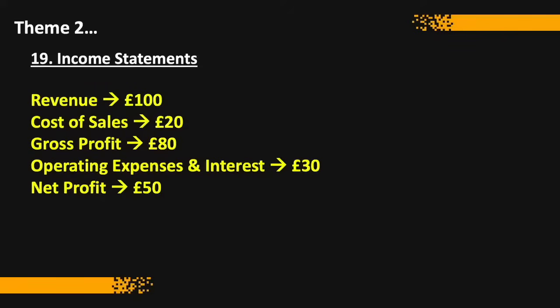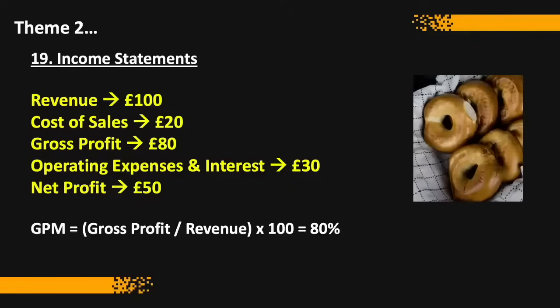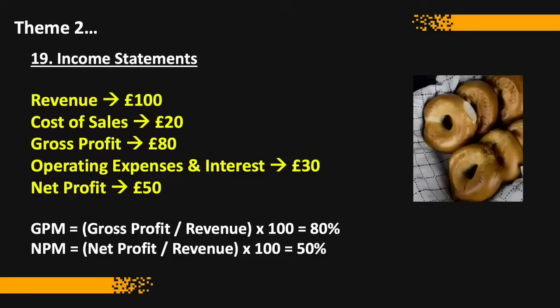That leads us on to the next thing that's important, back to that bagel business, which is ratio analysis. And those two margins you have to know. This is for sure one of these will feature. So gross profit margin, the formula there is gross profit divided by revenue times 100. So you can see you've done 80 divided by 100 times 100, 80%. That's the first one. The second one is net profit margin. That's net profit, £50, divided by revenue, £100, times 100.